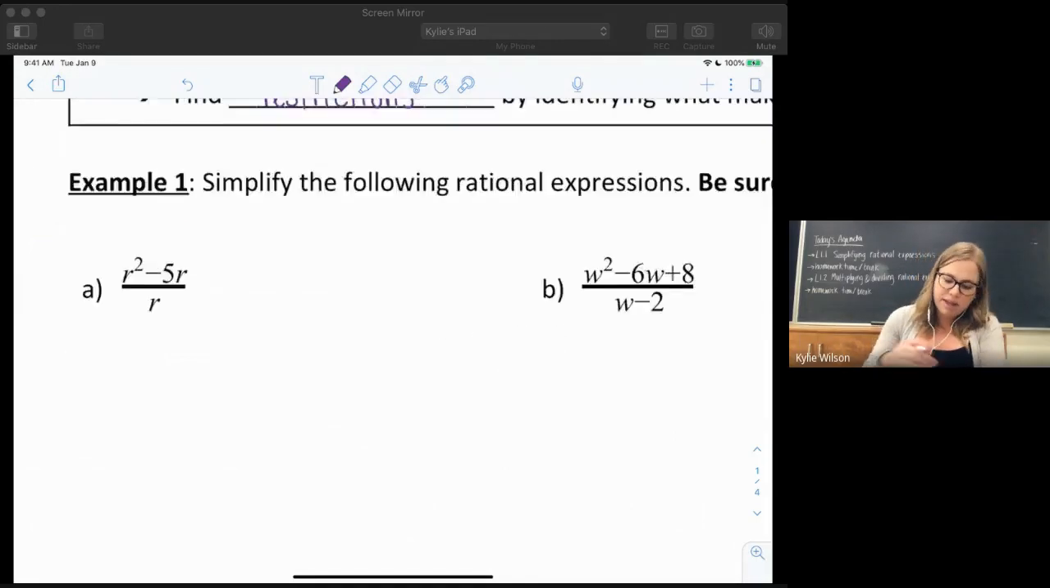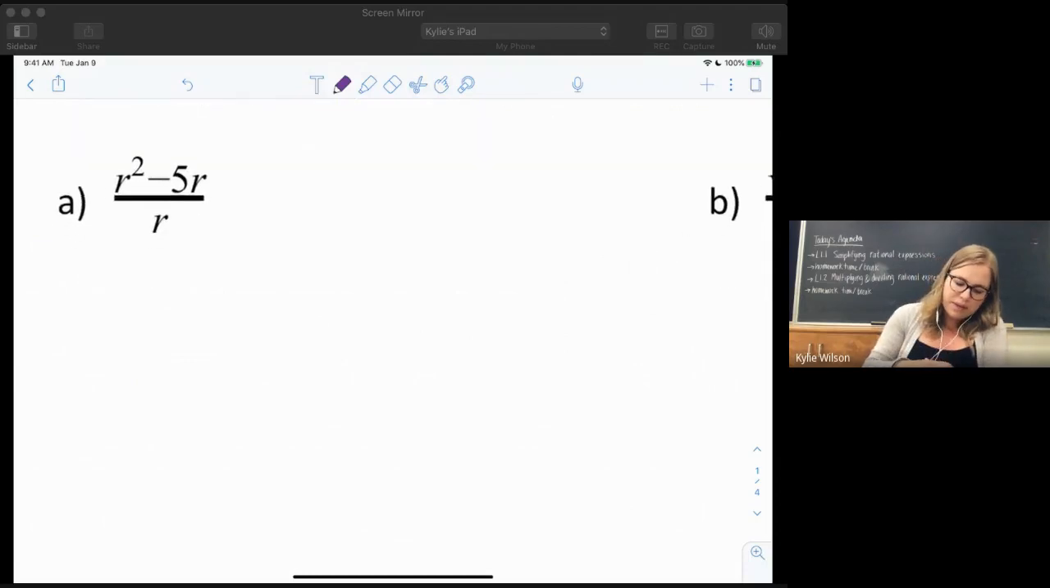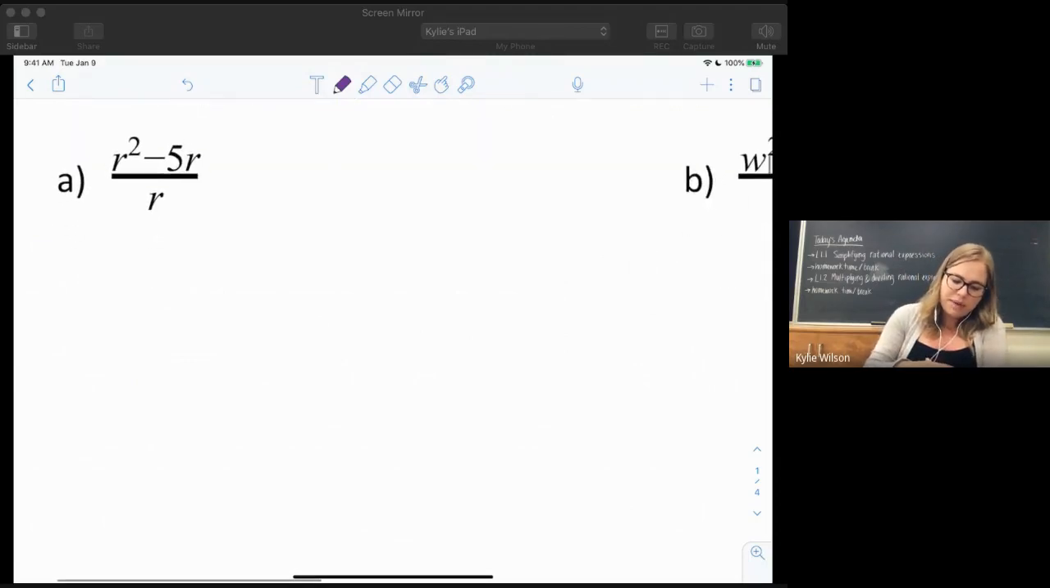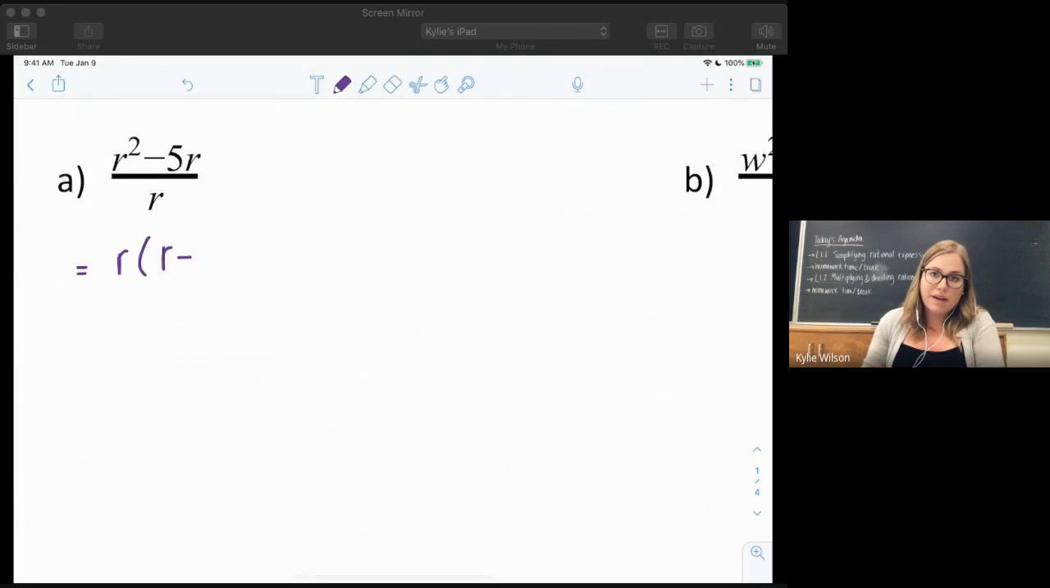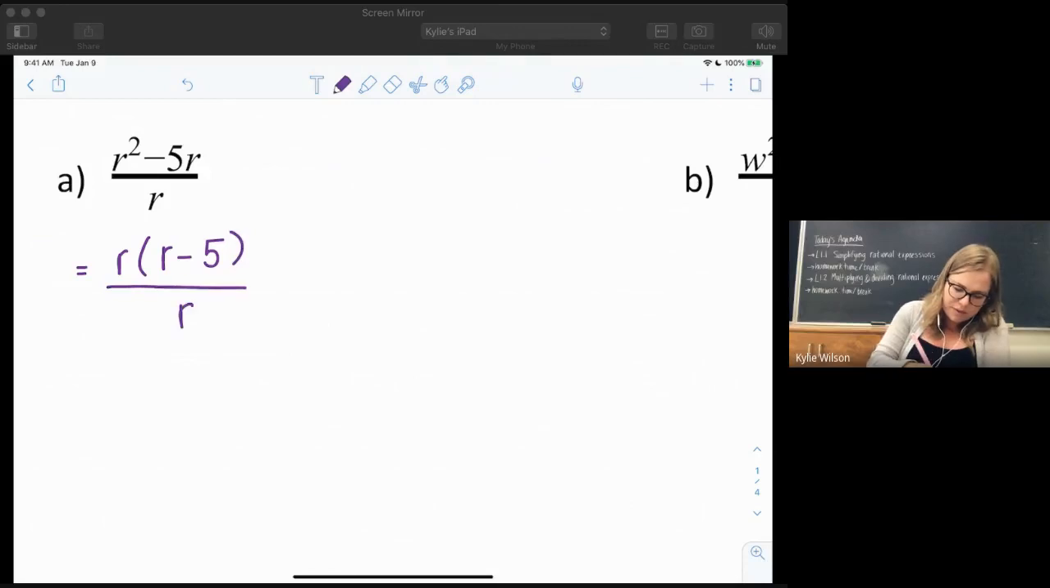So we'll start with example A, and we have r squared minus 5r all over r. The first thing that we're going to do is factor the numerator. And when we factor, the first thing we always do is see how much we can common factor. Those both have an r in them. So I can get rid of the r, and then I'm left with r minus 5 all over r, like this.